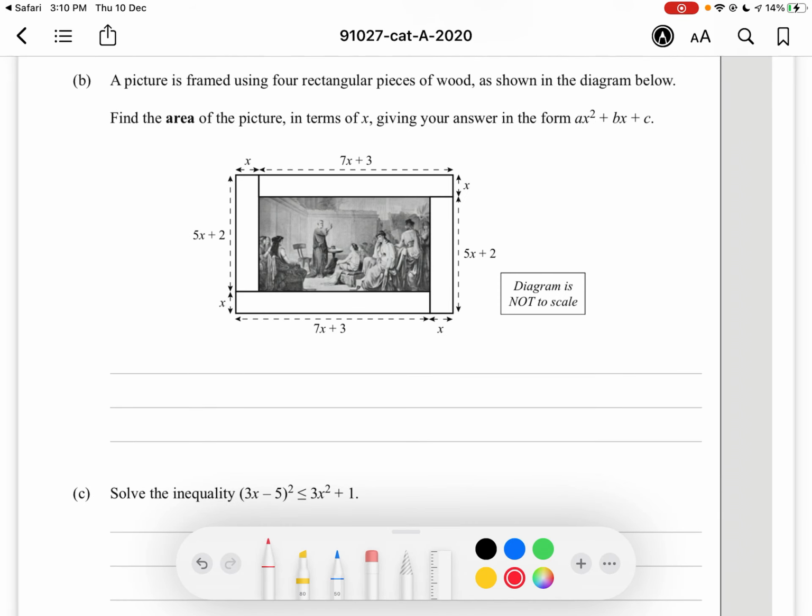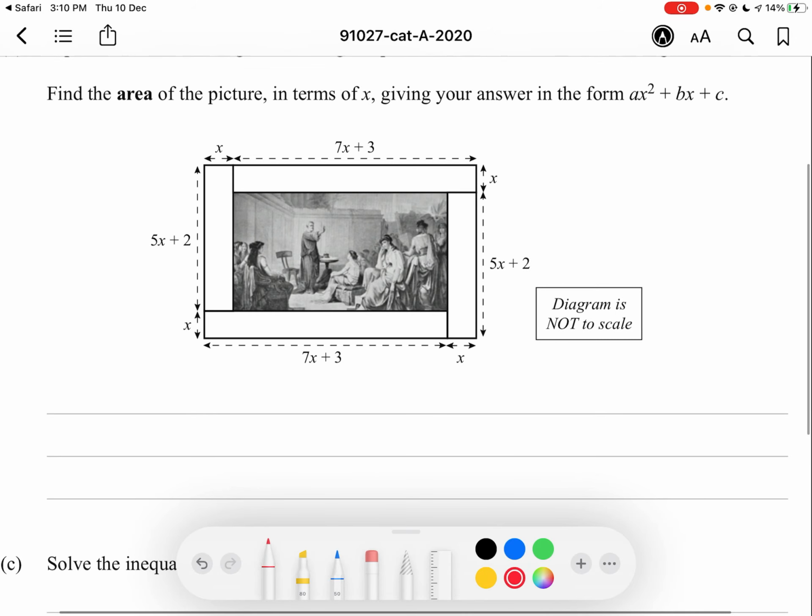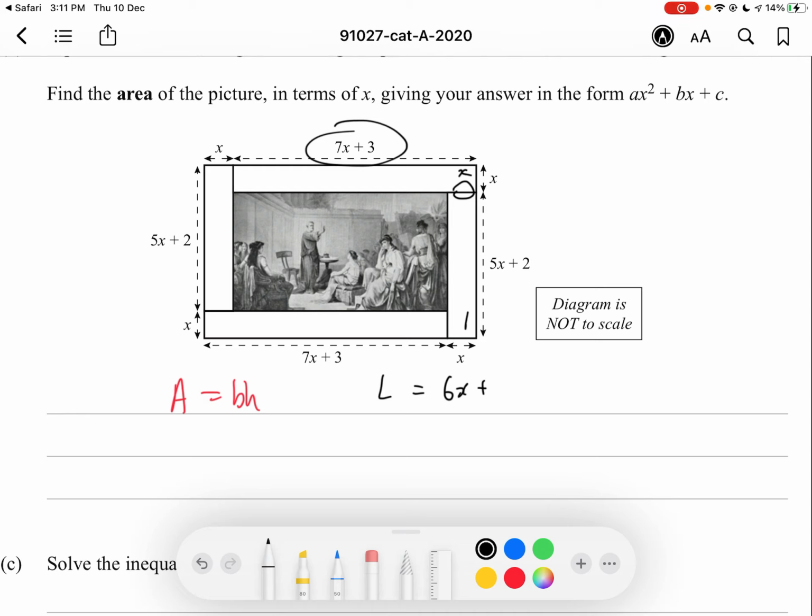Our picture is framed using 4 rectangular pieces of wood as shown in the diagram below. Find the area of the picture, giving your answer in the form ax squared plus bx plus c. So we know that the area is base times height. If we look at this horizontal length here, we have our 7x plus 3, however, we have to minus this x here, which is going to get our length. So length equals 6x plus 3.